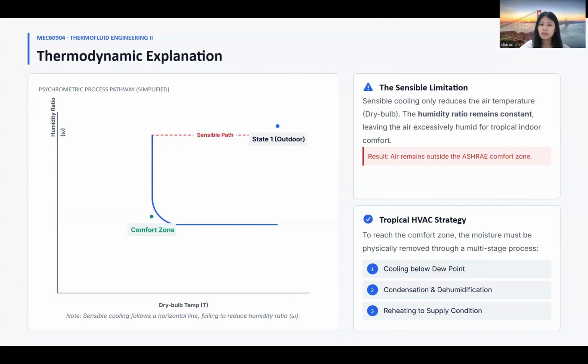So to achieve the desired indoor condition, the air must undergo 3 stages. First, it must cool below the dew point temperature. Second, water vapor condenses on the cooling coil surface, reducing the humidity ratio. And finally, the air is reheated to the required supply temperature before entering the room. Therefore, tropical HVAC systems require both sensible cooling and latent cooling to provide comfortable indoor conditions.